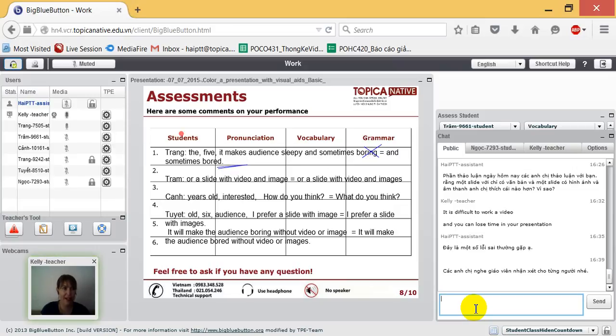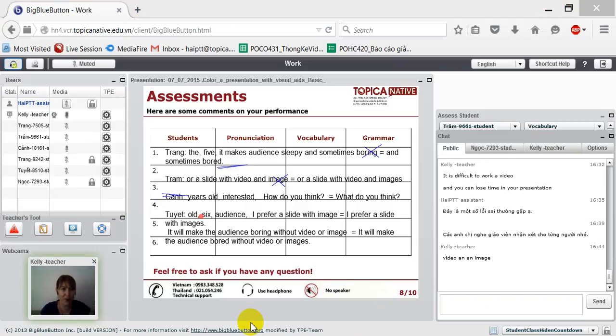Okay. And Tram, you had said, or slide with video and image. You were talking about what to put on your slide, something like a slide with video and image. Instead of saying image, you want to say images.